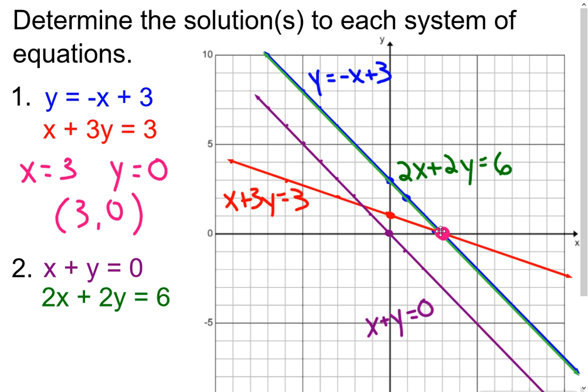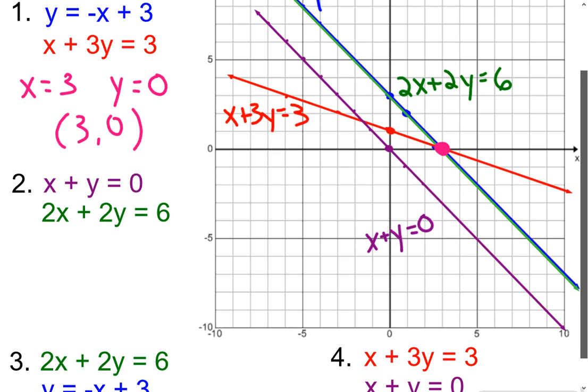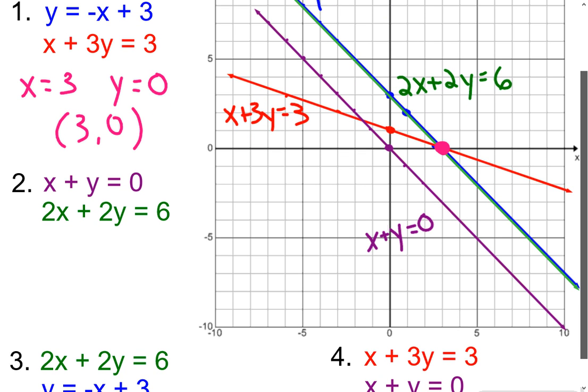We look at the purple line and we look at the green line, and we ask ourselves, well, where is a solution that works in both of them? Well, when I look at these, they're never crossing. So they're never going to have a point that makes both of them true, because they're parallel. And when we get a situation like this, we say that there is no solution.